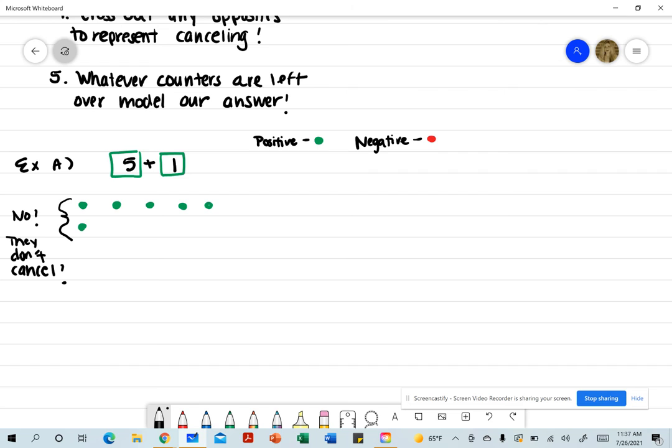Well, what does that mean then? That means everything that we drew is left over. There was no cancel, so everything that we drew is left over. Well, how many positives is that then? That's 1, 2, 3, 4, 5, 6 positives. So what is my final answer to 5 plus 1? +6. Again, the main takeaway is only positive and negatives cancel. So you have to look at your color combinations. That's example A. Example B.